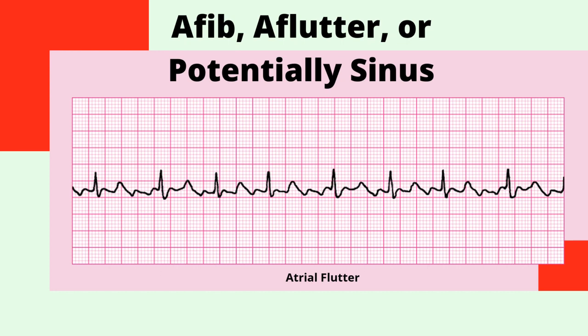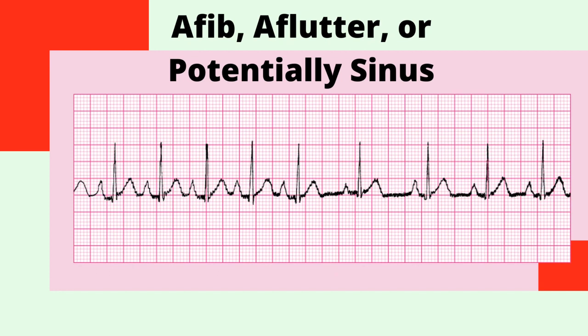And this rhythm is an A flutter. So when you're looking in between those QRS complexes, you do see a nice, tall, pointy, repeating pattern that is consistent with a flutter wave. Rhythm number 2, AFib, A flutter, or potentially sinus.